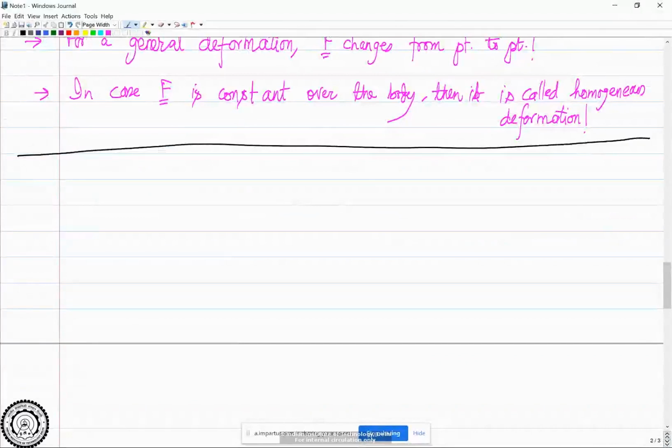All right, so the next question, or the topic, is stretching of a line element.